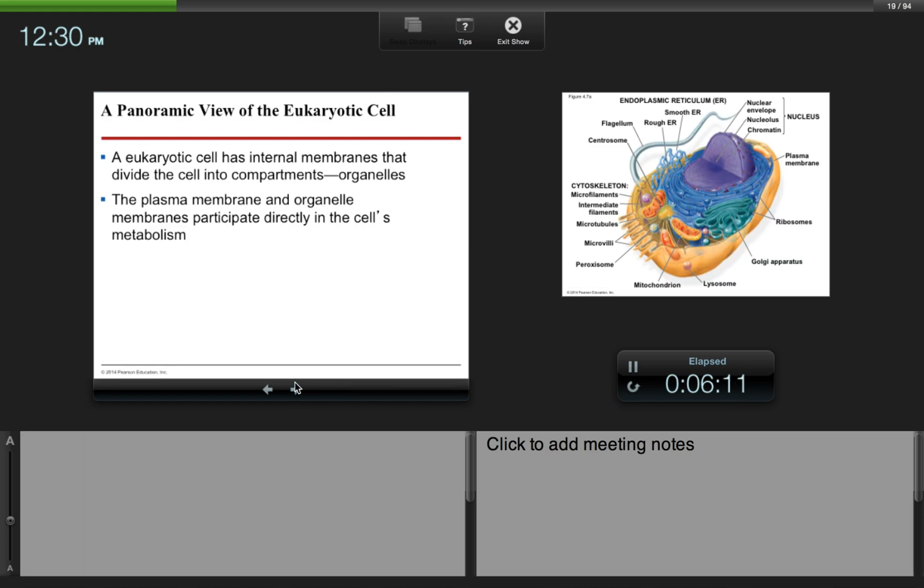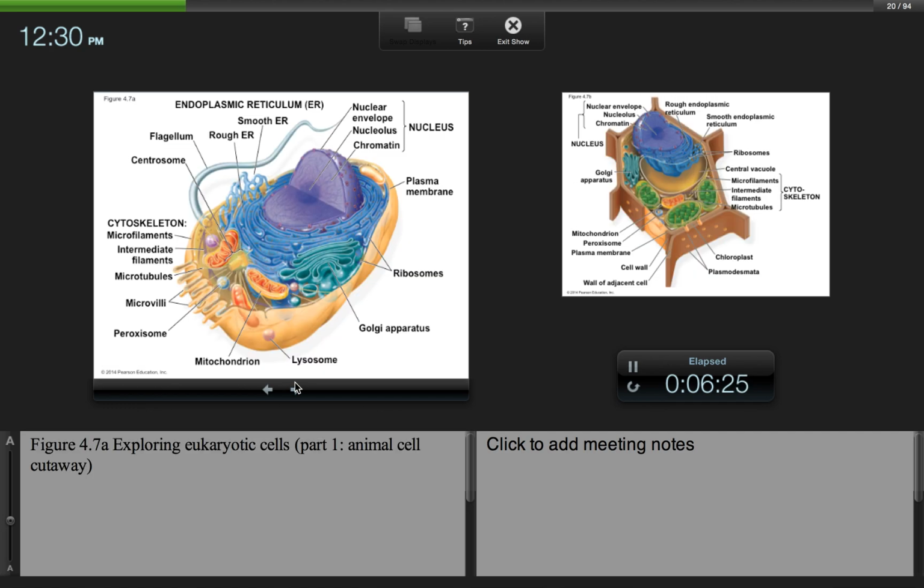A eukaryotic cell has internal membranes that divide the cell into compartments called organelles. Each of these organelles has a specific function. The plasma membrane and organelle membranes participate directly in the cell's metabolism. So this is a eukaryotic cell. This is an animal cell. Notice the very large visible nucleus.